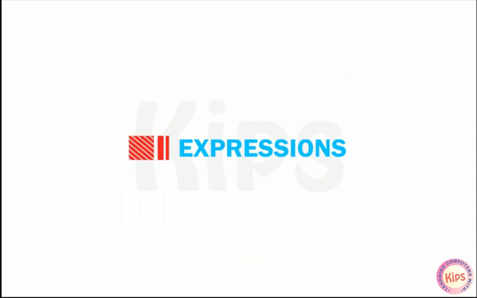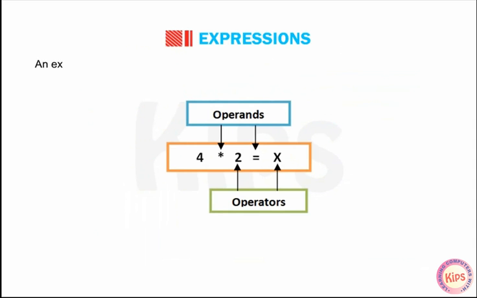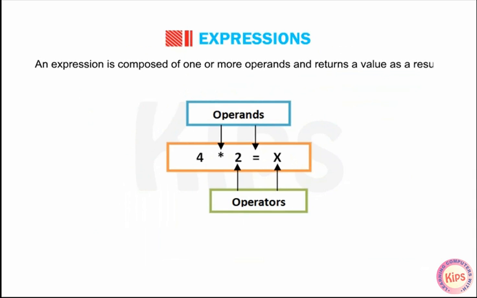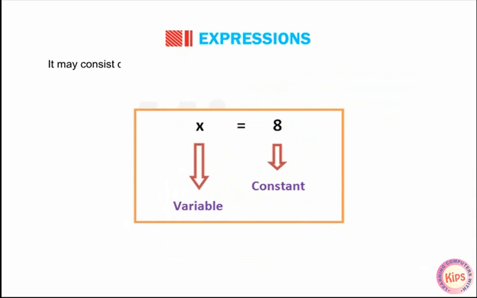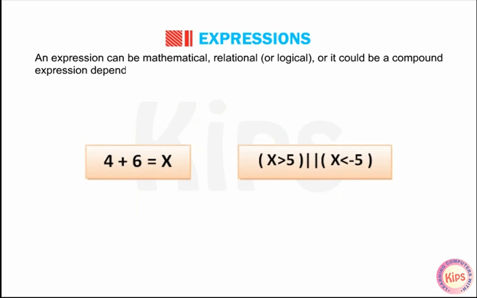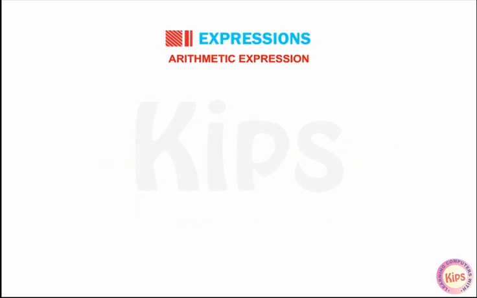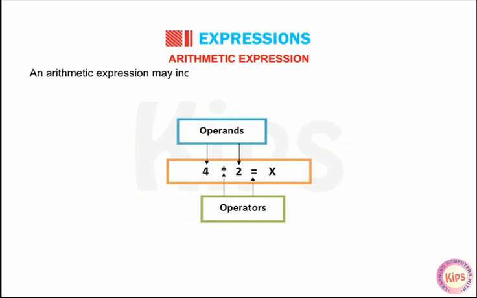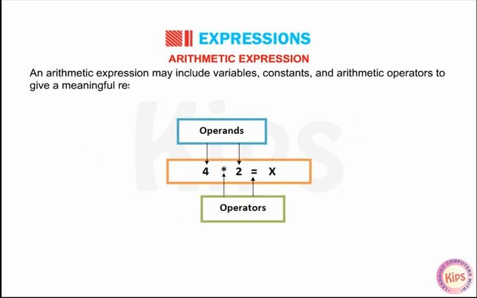Let us learn about expressions. An expression is composed of one or more operands and returns a value as a result. It may consist of constants, variables, functions, return values and operators. An expression can be mathematical, relational or logical, or it could be a compound expression depending upon the result it produces. Arithmetic expression. An arithmetic expression may include variables, constants and arithmetical operators to give a meaningful result.